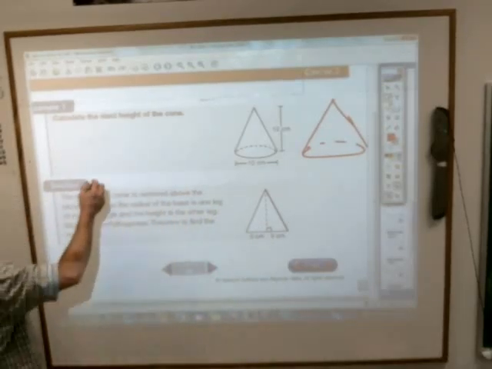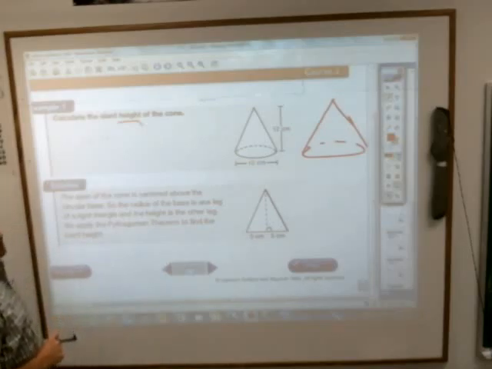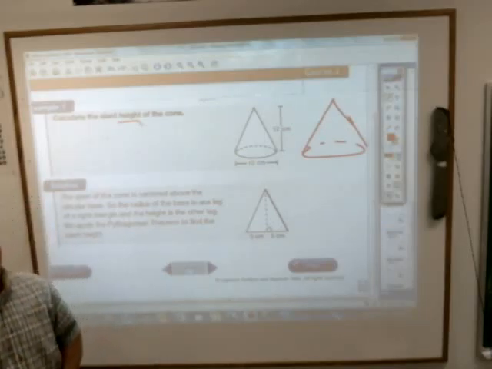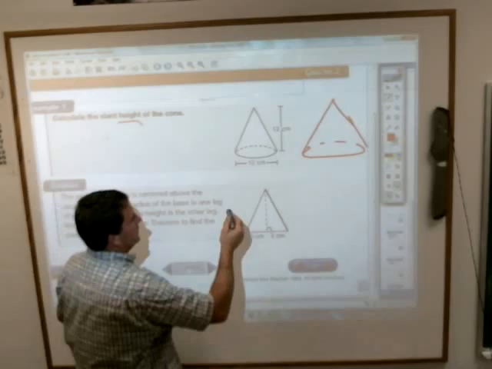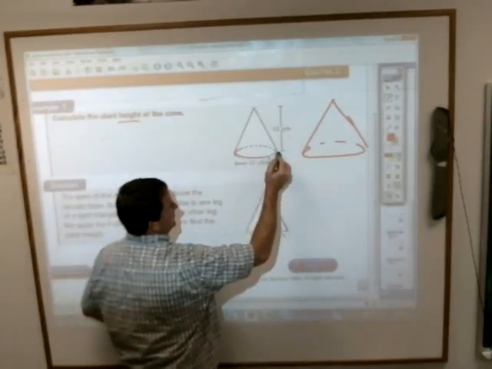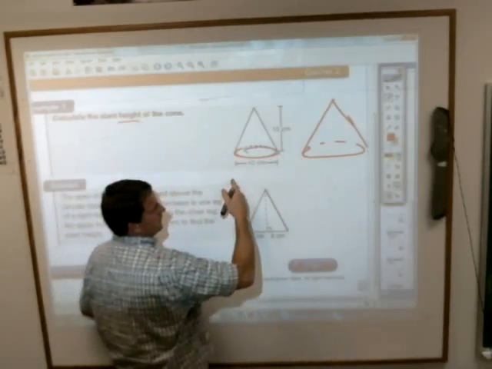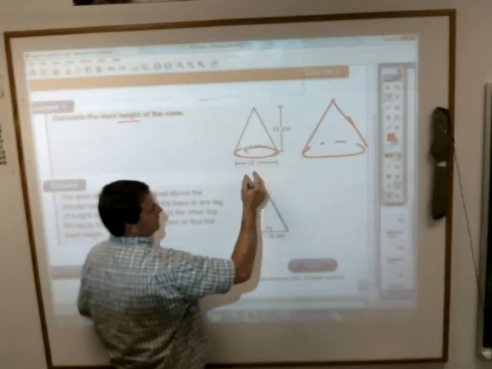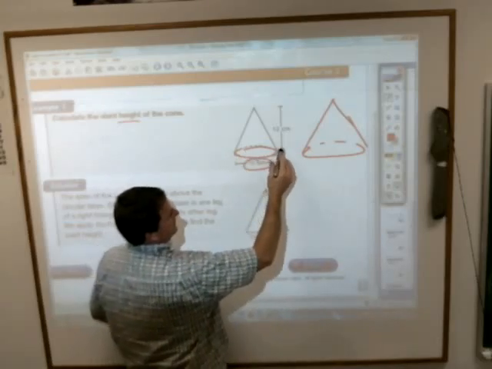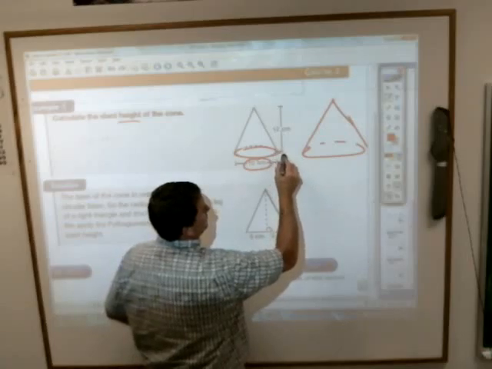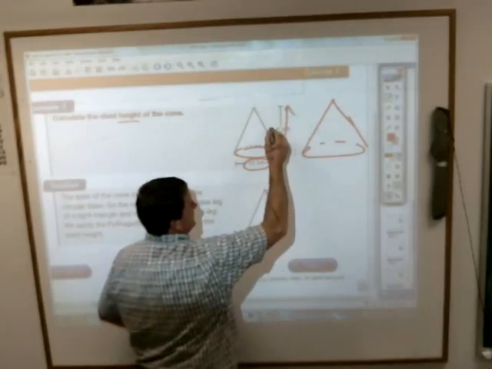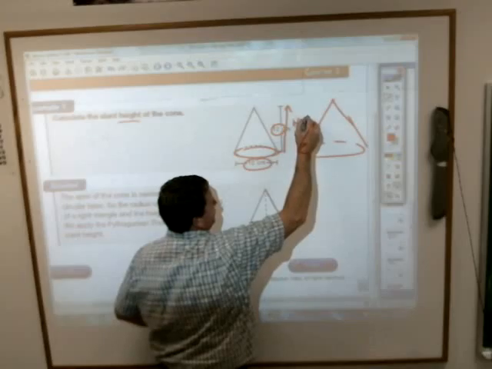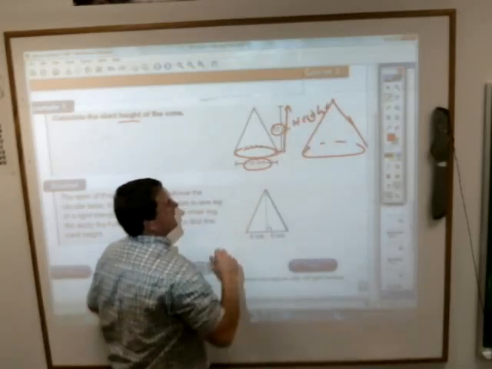Remember when we talked about height, the height of something is always perpendicular to whatever you're talking about. So the base of this shape is this circle. The diameter of the circle is 10. This 12, because it goes straight up at a right angle, is the height. It is not the slant height.